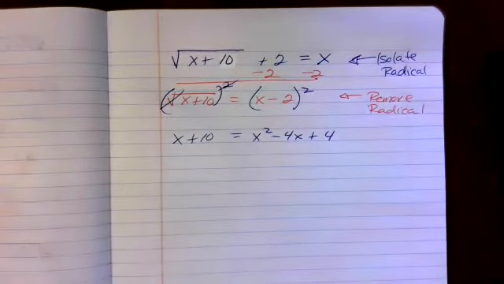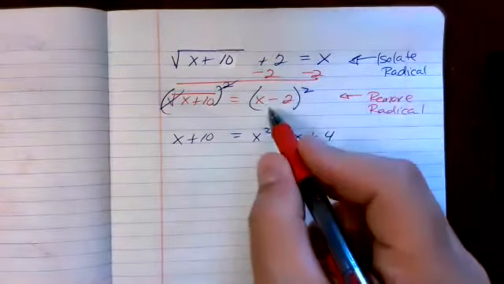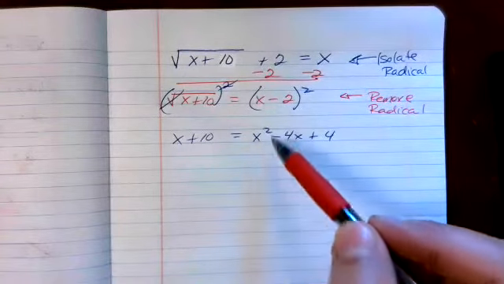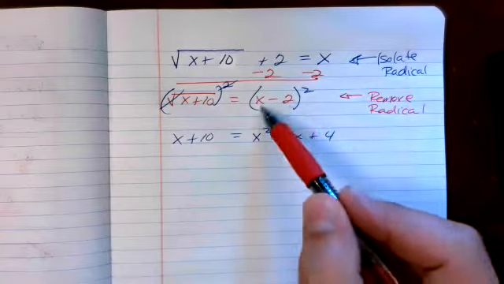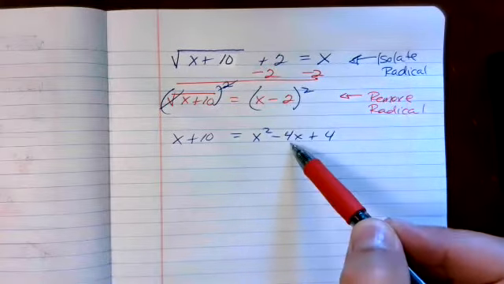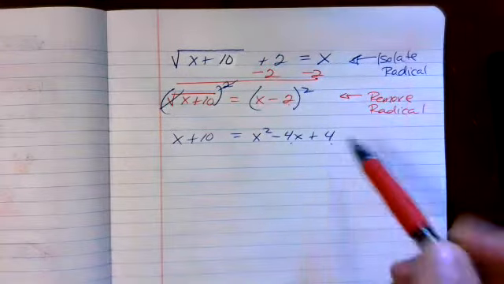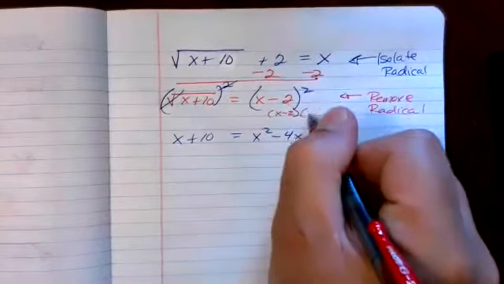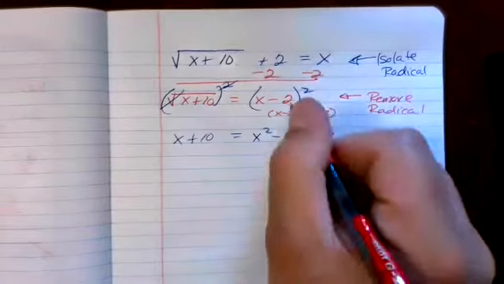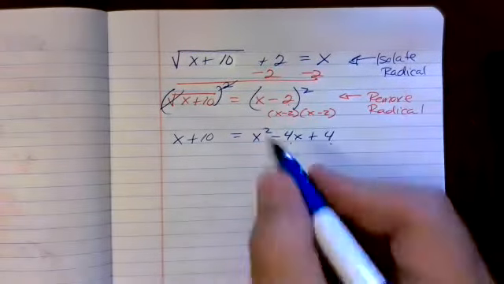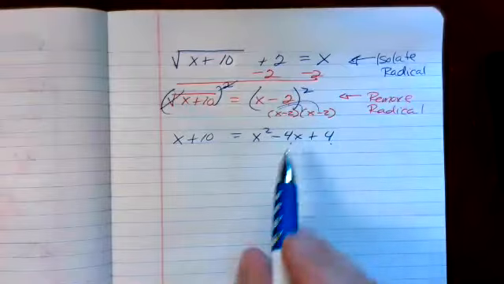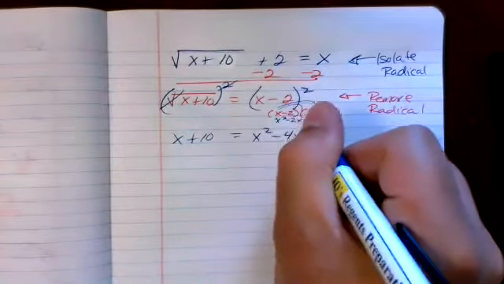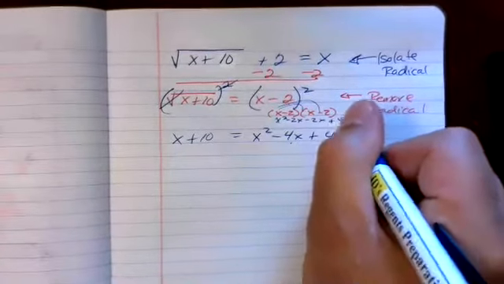What? How'd you do that? Well, I did it using the binomial squared formula, right? We square the first term, then we multiply these and double it, and then we square the last term. But if you don't remember that, you could just do x minus 2 times x minus 2, and then you could FOIL that all out, and you would get x squared minus 2x plus 4.